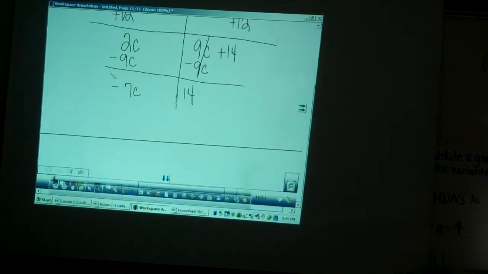So essentially your goal is to get your variables on one side and your constants on the other. Then you divide by negative 7. Always your last step, multiply or divide, and c is equal to negative 2.